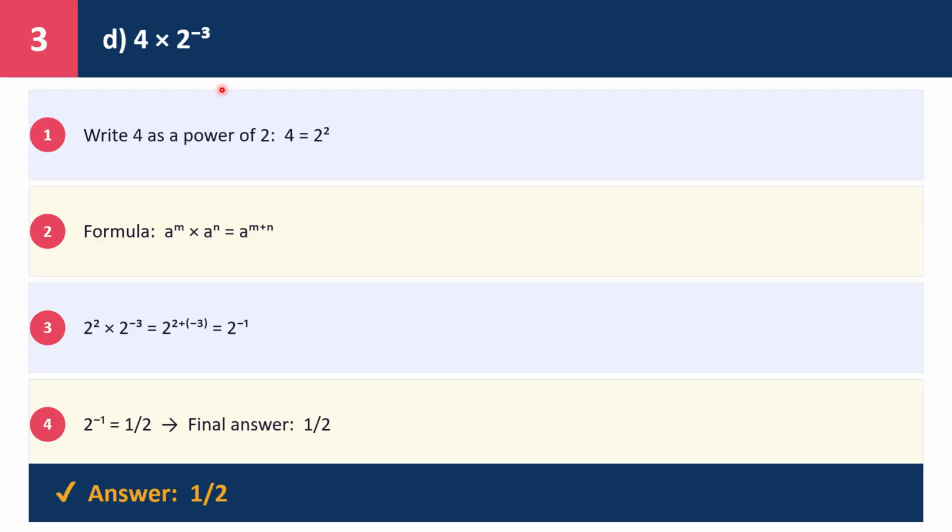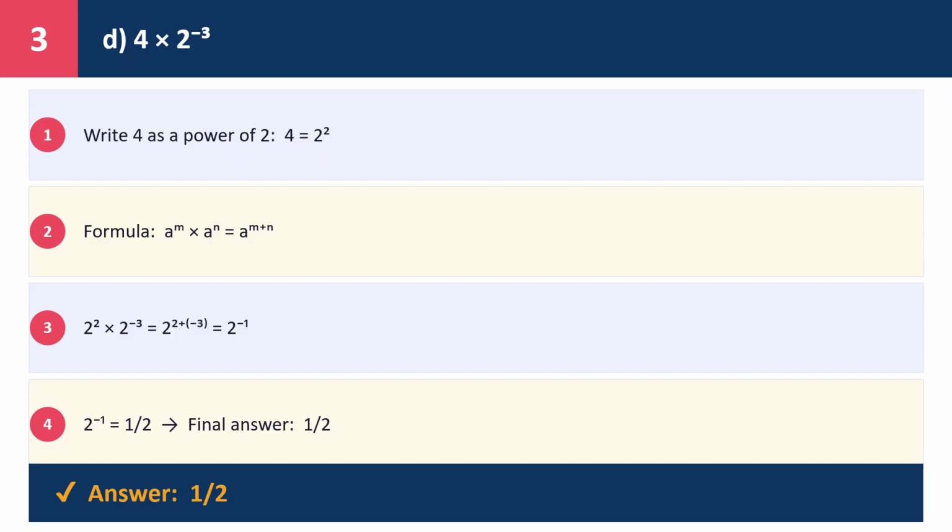D sum: 4 into 2 power minus 3. Okay, so we have to write 4 as a power of 2. So 4 equals what? 2 square. Let's use the formula. What formula again? a power m into a power n equals a power m plus n. Now what is our 4? That is 2 square into 2 power minus 3. Okay, so the bases are the same. What we have to do? Just add the powers. 2 power 2 plus of minus 3. Again plus into minus is a minus.